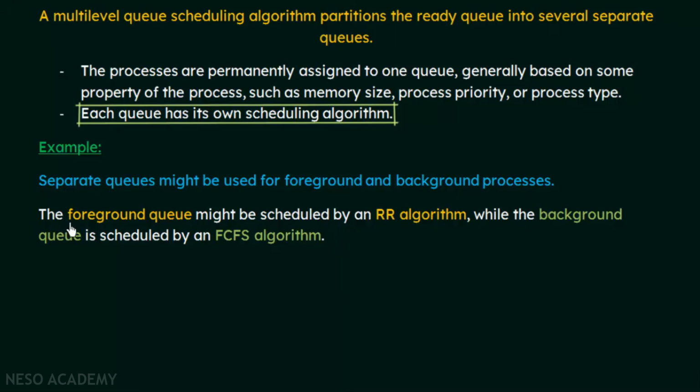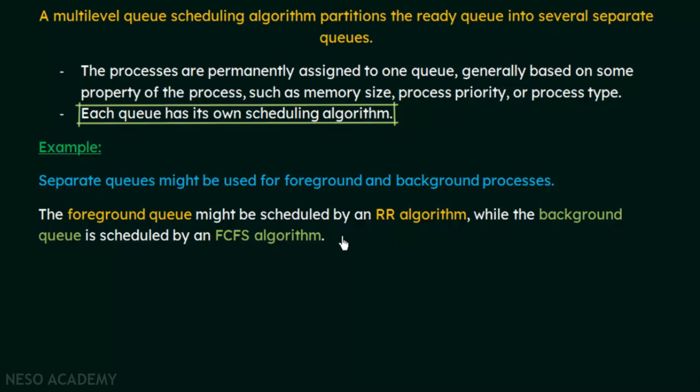So for scheduling the foreground queue, we may use the round robin algorithm, while the background queue is scheduled by a first come first serve scheduling algorithm. The background processes, as I told you, are not interactive processes and it's okay for them to wait some time in the queue. It's not a big deal. So we can use the first come first serve scheduling algorithm in that case. When we discussed first come first serve scheduling, we saw that the waiting times are sometimes longer in this algorithm. But since they are background processes in this case, we can afford that. We don't mind that. So we can use first come first serve for the background queue, and the foreground queue will be scheduled using the round robin scheduling algorithm.